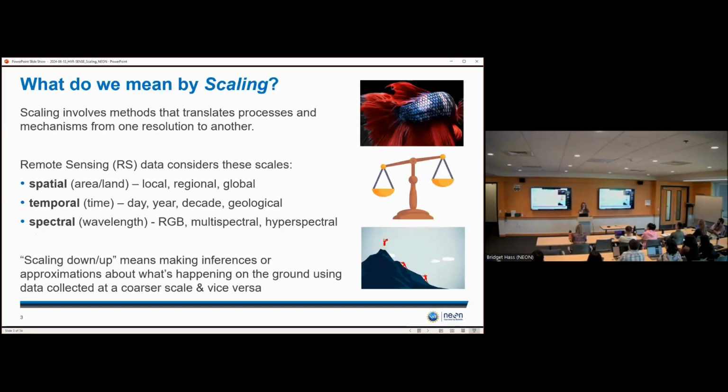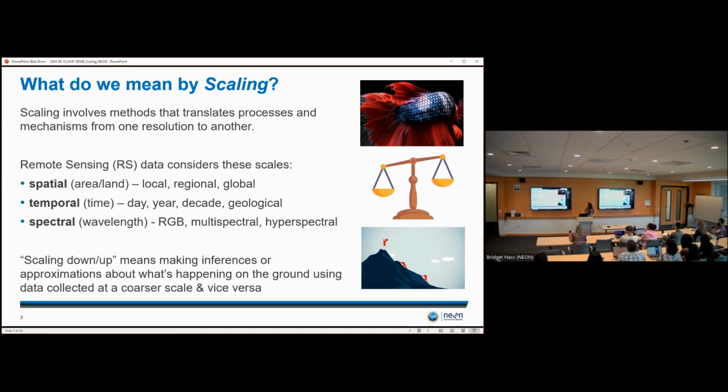Okay, so just before we dive into it, I wanted to define what I mean by scaling. I actually looked at the dictionary definitions of scaling, and I found things like fish scales and weighing scales and then scaling a mountain, but there wasn't really any definition of remote sensing scaling. So it's a niche understanding that probably a lot of you are familiar with, but I just wanted to break it down at a high level.